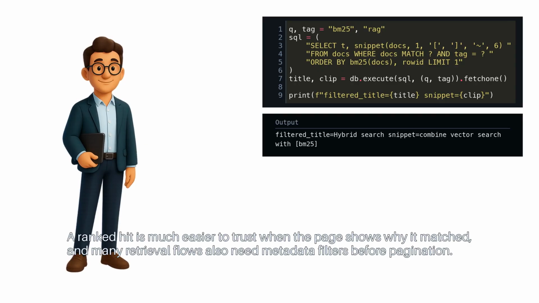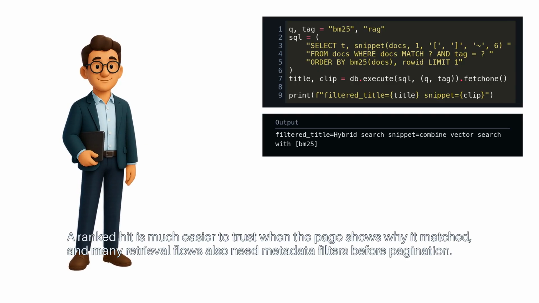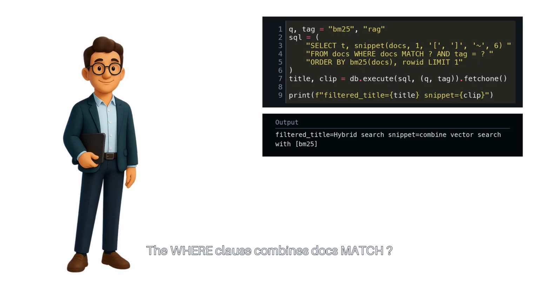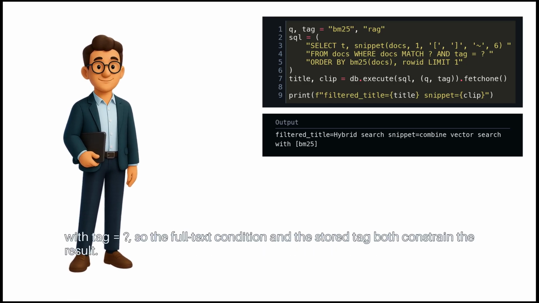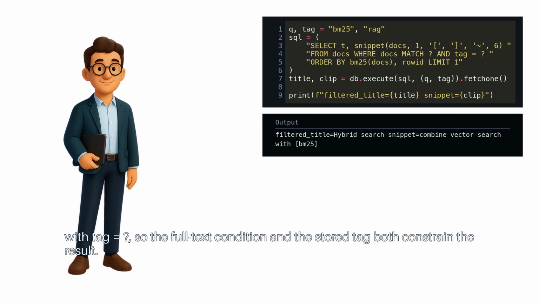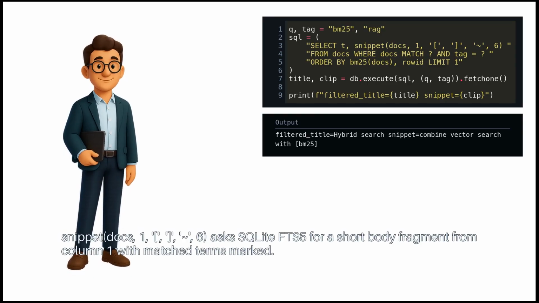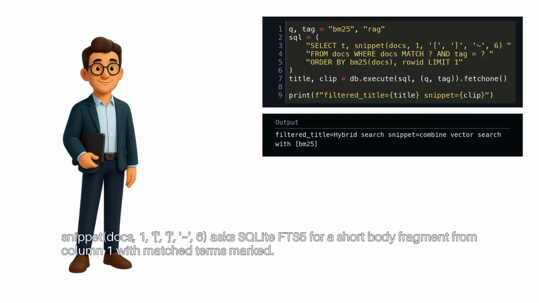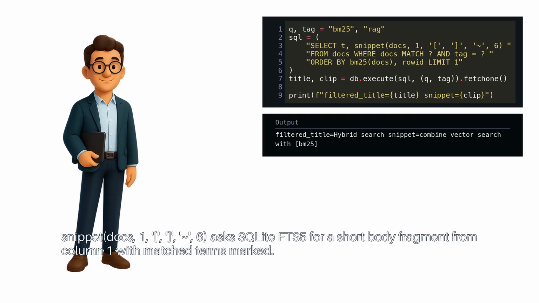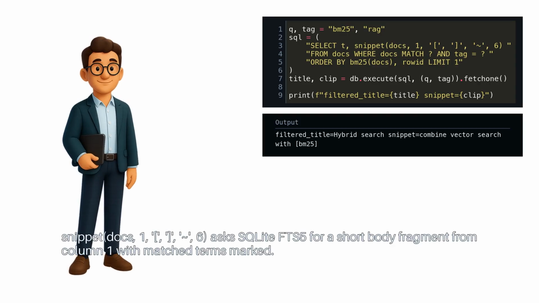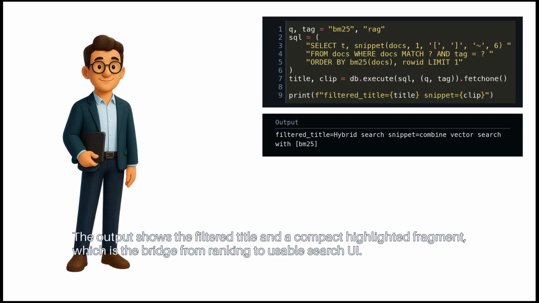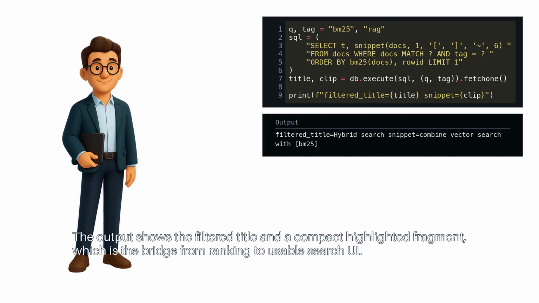And many retrieval flows also need metadata filters before pagination. The WHERE clause combines docs MATCH ? with tag = ?, so the full-text condition and the stored tag both constrain the result. snippet(docs, 1, '<b>', '</b>', '...', 6) asks SQLite FTS5 for a short body fragment from column 1 with match terms marked. The output shows the filtered title and a compact highlighted fragment, which is the bridge from ranking to usable search UI.